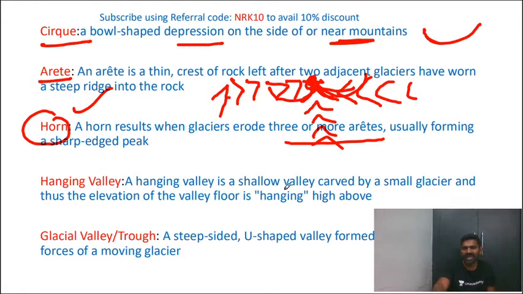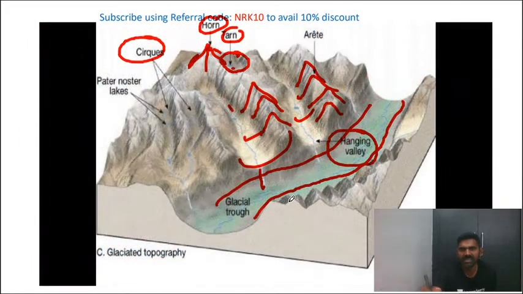Hanging valley. A hanging valley is a shallow valley carved by a small glacier, and thus the elevation of the valley floor is hanging. I told you now: a shallow valley carved by a small glacier, thus the elevation of the floor is hanging. This is called a hanging valley.